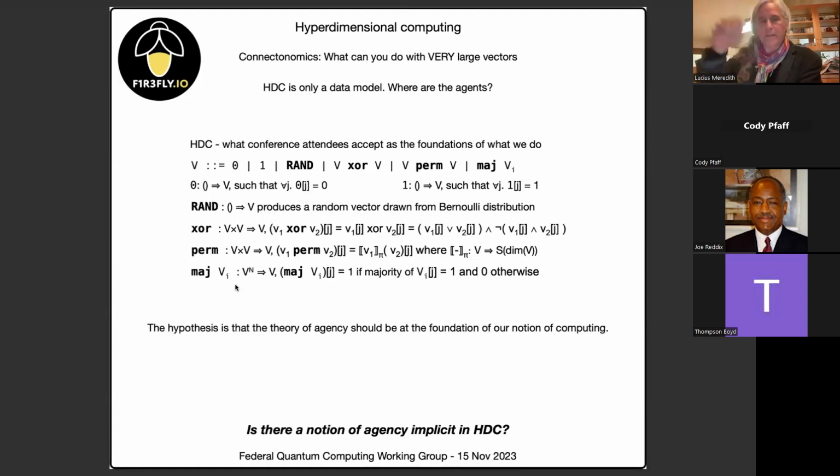And the individual components, for our purposes, are going to be bits, so either 0 or 1. They can be other things, and people have explored what those other things are.